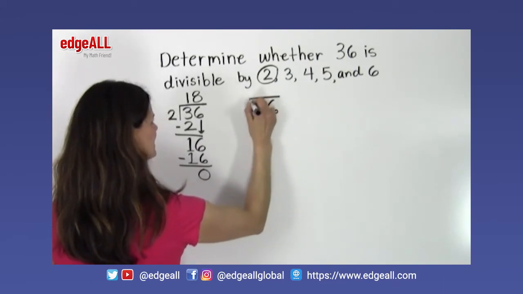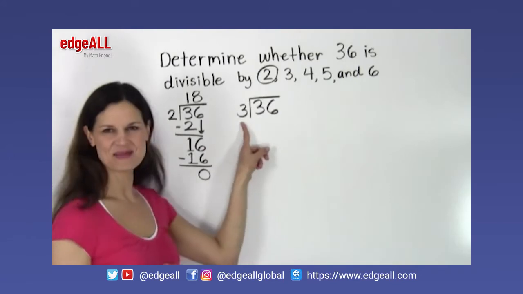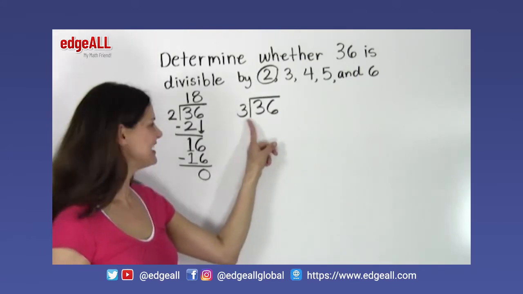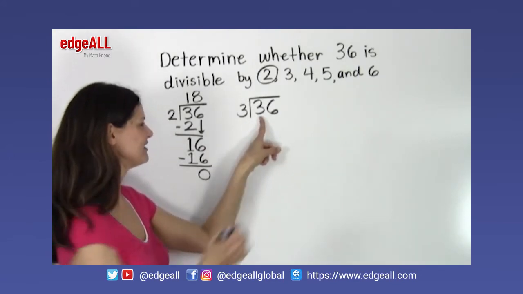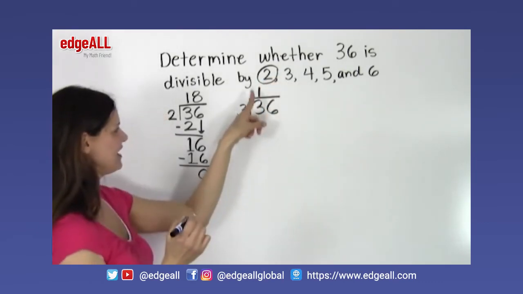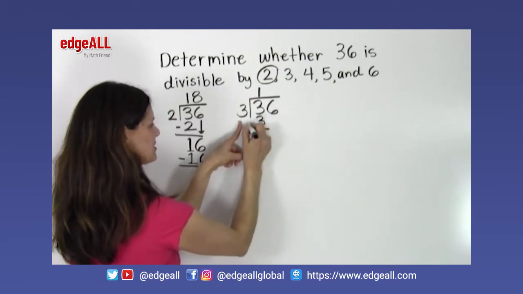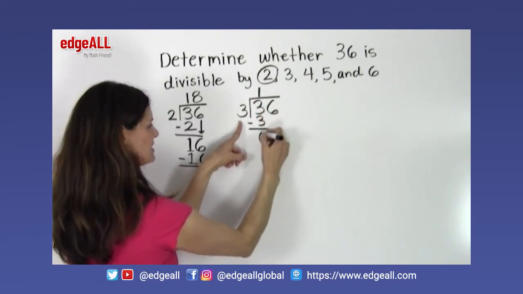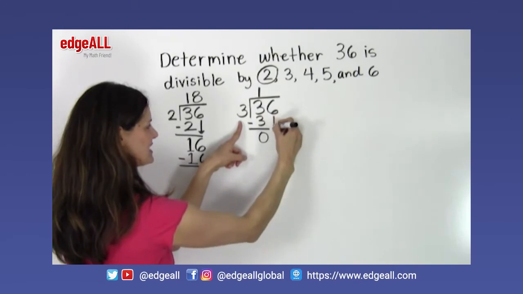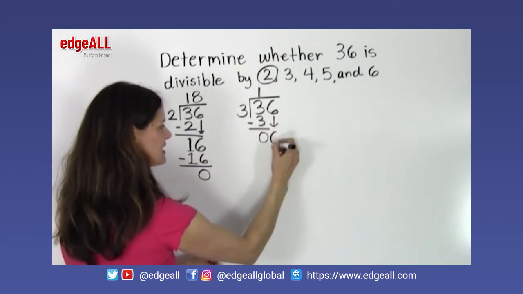So I have 36 divided by 3. What number can I multiply 3 by to get 3 or under? I can multiply by 1, so I can put my 1 right here. 1 times 3 equals 3. And I subtract. 3 minus 3 equals 0. I'm not finished yet though because I still have another number here, so I pull down this 6.